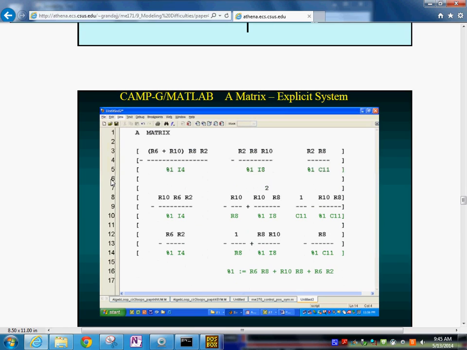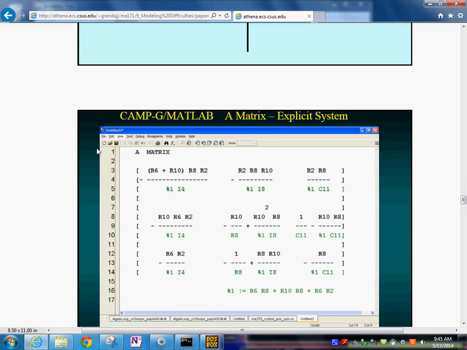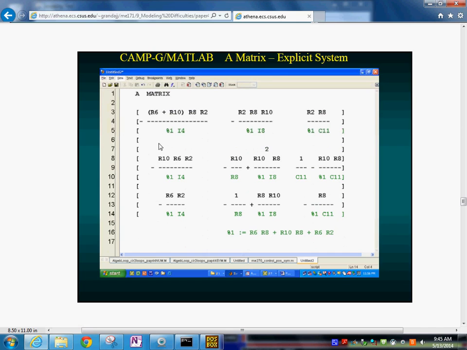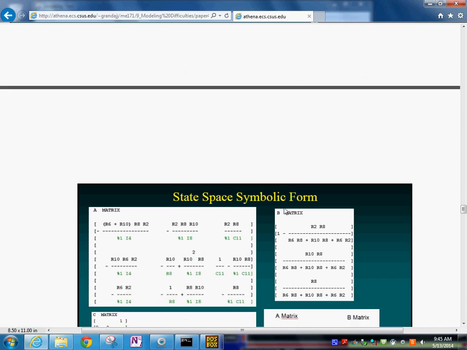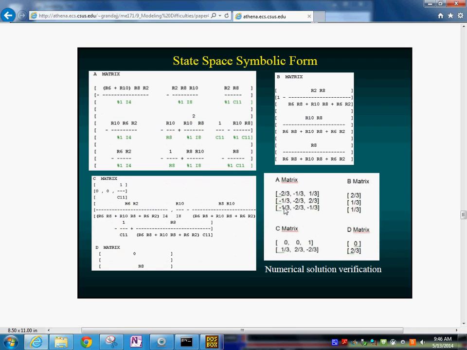So in this particular case, I calculated the new A matrix for the first example that we had. And of course you could see it becomes more complex, but you can do it. So that's the A, the B, and the C matrices.